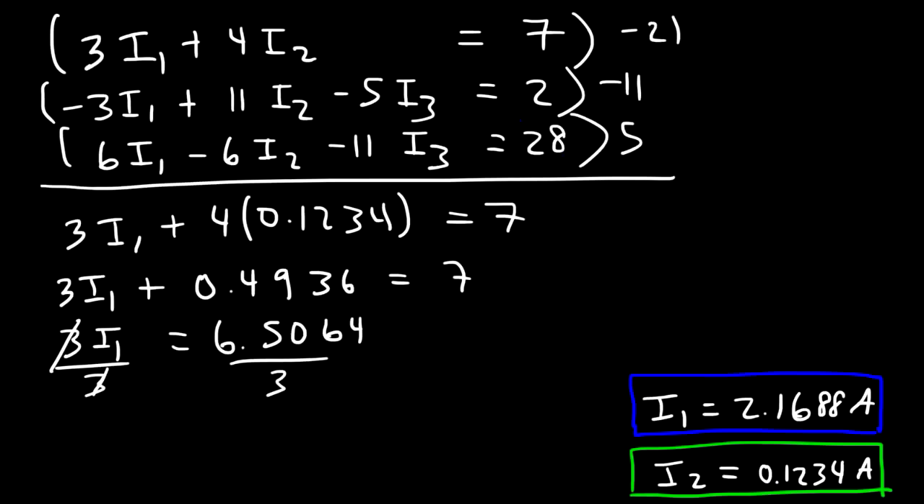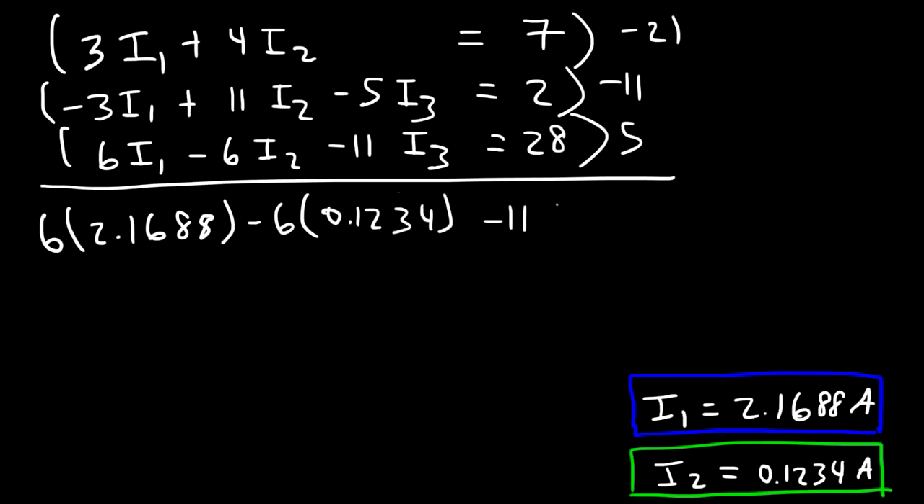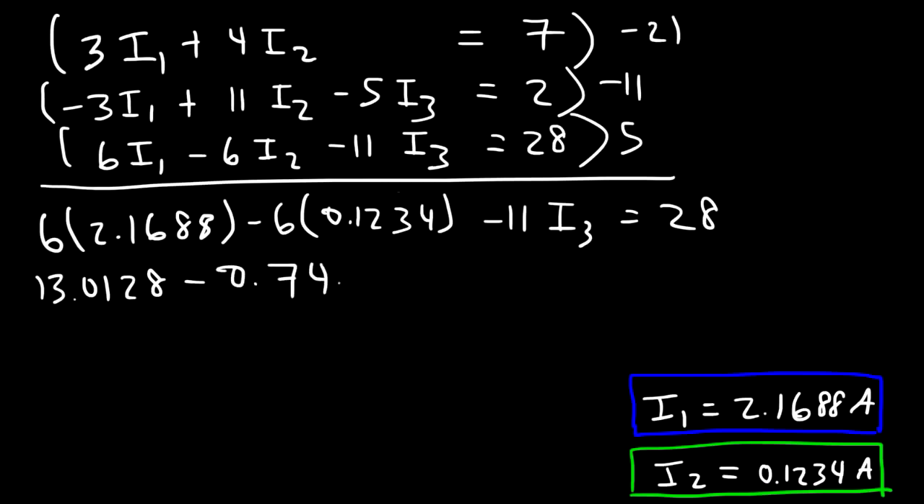So now that we have the value for I1, we need to calculate I3. And I'm going to use the third equation before multiplying it by 5. So this is going to be 6I1, or 6 times 2.1688, minus 6I2, and then minus 11I3, and that's equal to 28. So 6 times 2.1688, that's 13.0128. And then 6 times 0.1234, that's 0.7404.